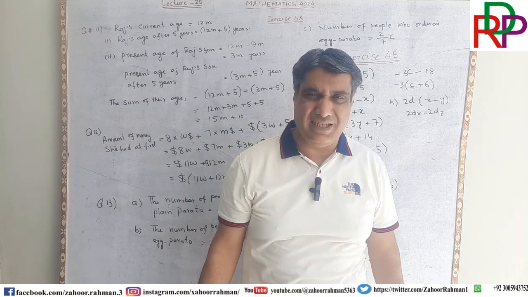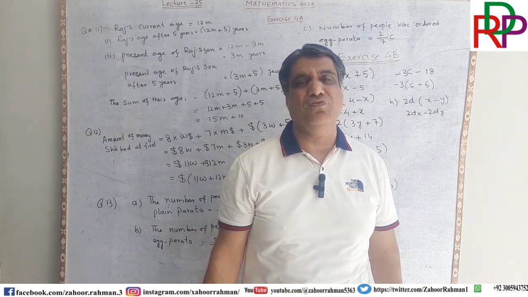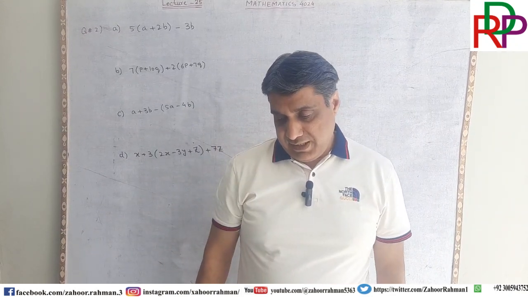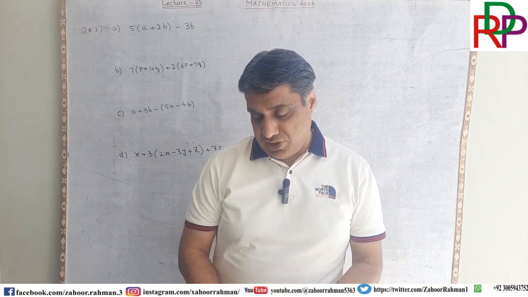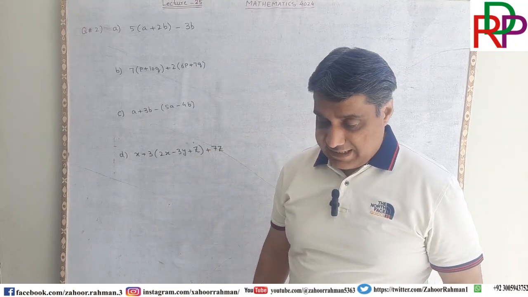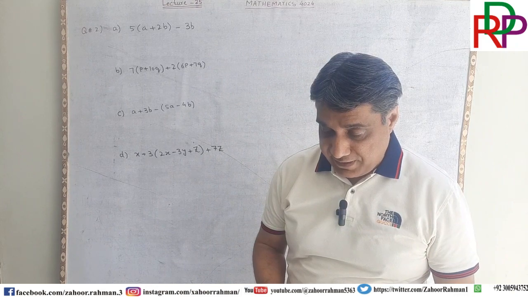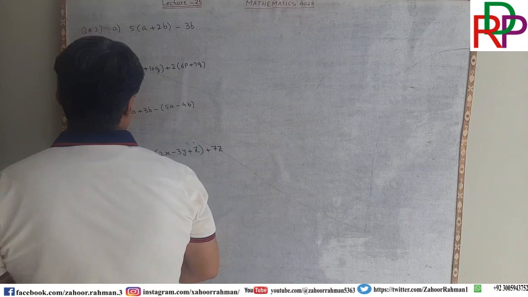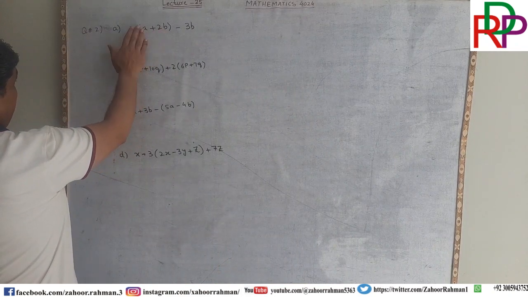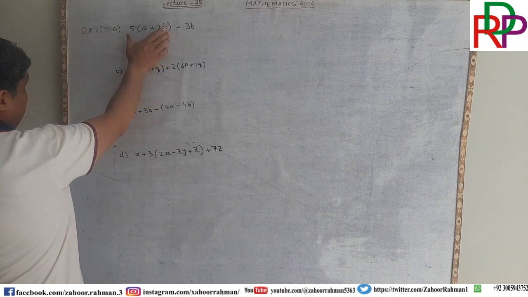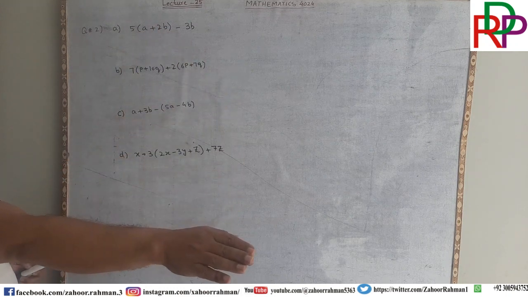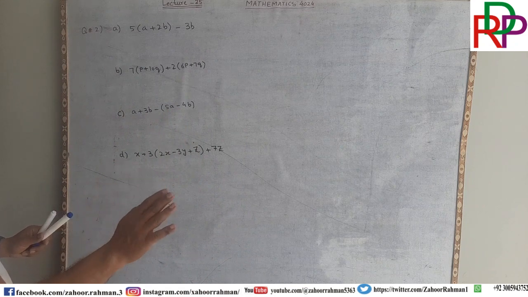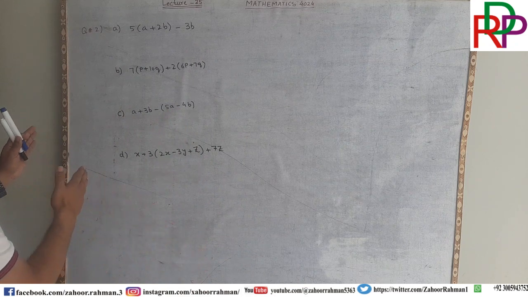Let me erase the whiteboard and then we will move forward. Okay, ladies and gentlemen, the second question of 4B is saying expand and simplify each of the following expressions. Now here you have to expand first using the technique of the first question and then add the similar terms with each other. That means simplify. So expand it first.